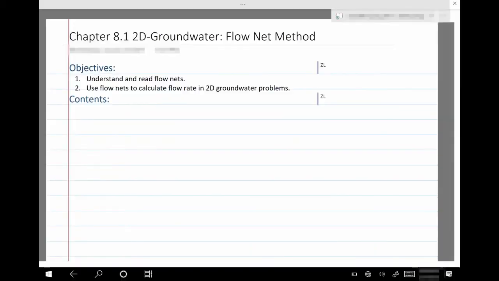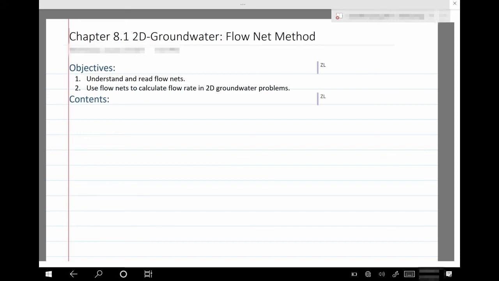1D groundwater is chapter 7 in your textbook, and the 2D and the 3D corresponds to chapter 8 in your textbook. And for 2D groundwater issues, in the first lecture, we will be talking about something called the flow net method. We do that because we cannot apply Darcy's law directly anymore.